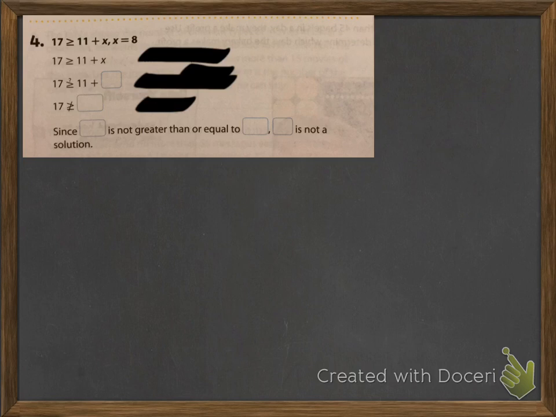Okay, now we're looking at example 4. It says 17 is greater than or equal to 11 plus x. And they want to know if x equaling 8 is going to be a solution. So notice they've copied the problem, just how we have. And then they write 17 is greater than or equal to 11 plus, we're going to put an 8 here in the box. And then we're going to write, okay, 11 plus 8 gives us 19. And since 17 is not greater than or equal to 19, they put a slash through that, which I would like you to do as well. And so you're going to write, since 17 is not greater than or equal to 19, 8, which remember we got from right here, is not a solution.